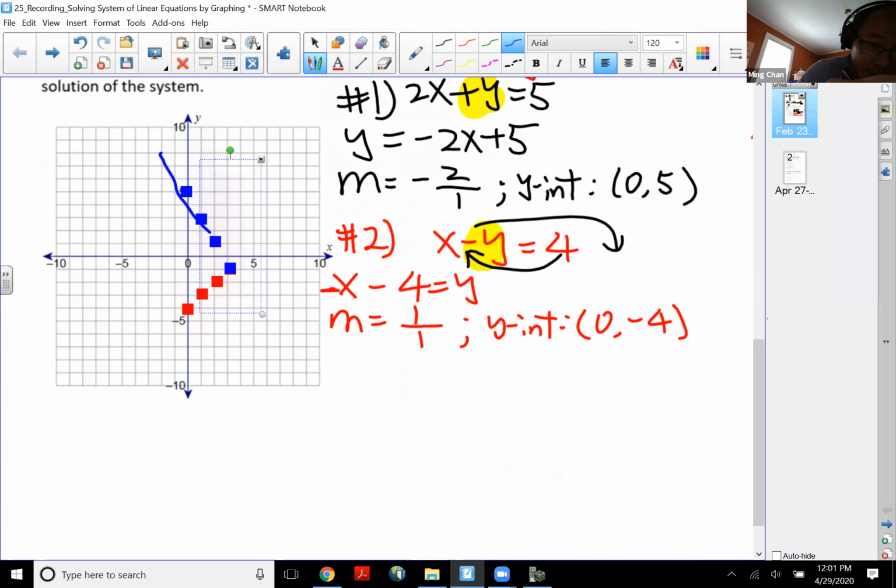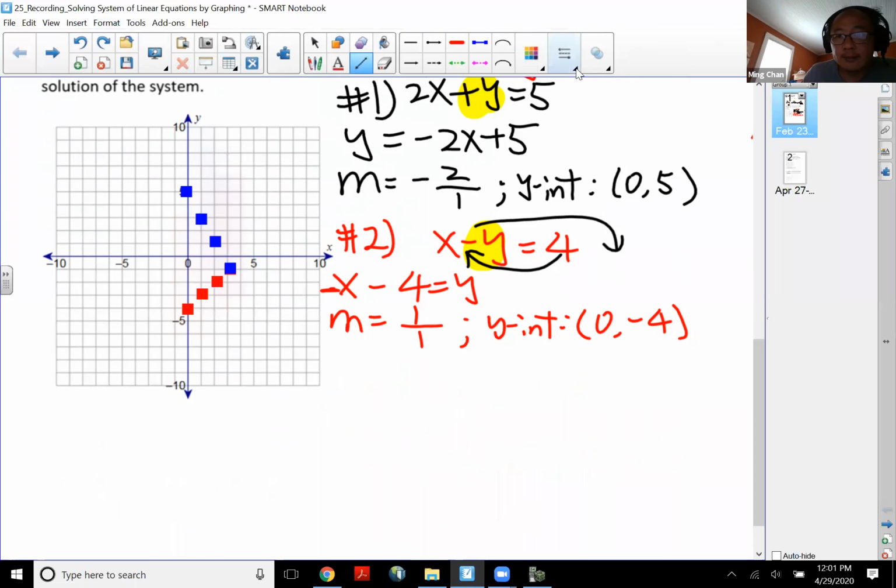The two lines, oh Lord, sorry. The two lines will actually end up, oh my God. Let me use this.